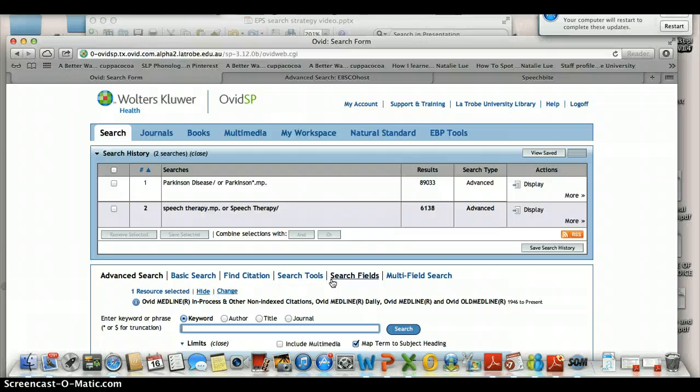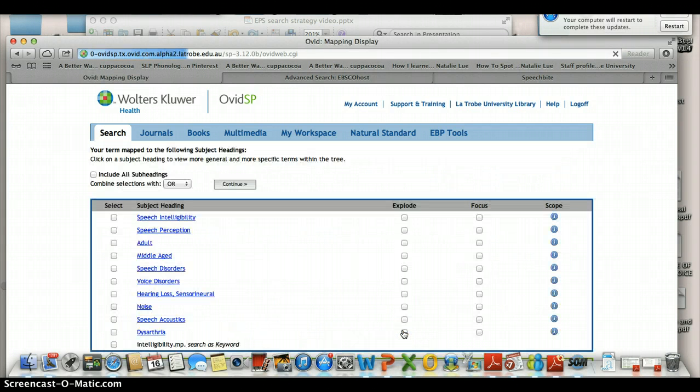I can't remember what my things were. What was the thing that I put in? Oh, intelligibility. So I can tick speech intelligibility, speech perception here.